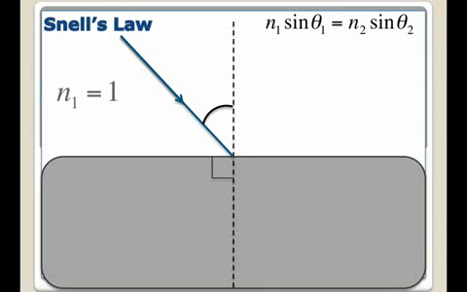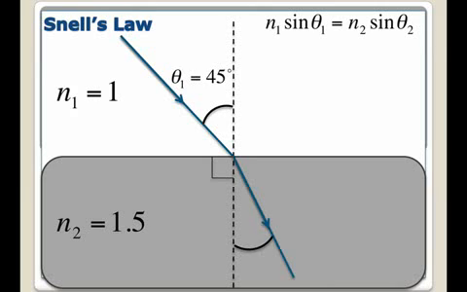Let's go through a quick example. N1 is the air in this case, and the light is passing into a media with refractive index 1.5. The angle in this example is 45 degrees. As you work out the equation, you will find that when the light passes from a lower refractive index to a higher refractive index, the emerging ray is bent towards the normal. Let's work out the numbers.